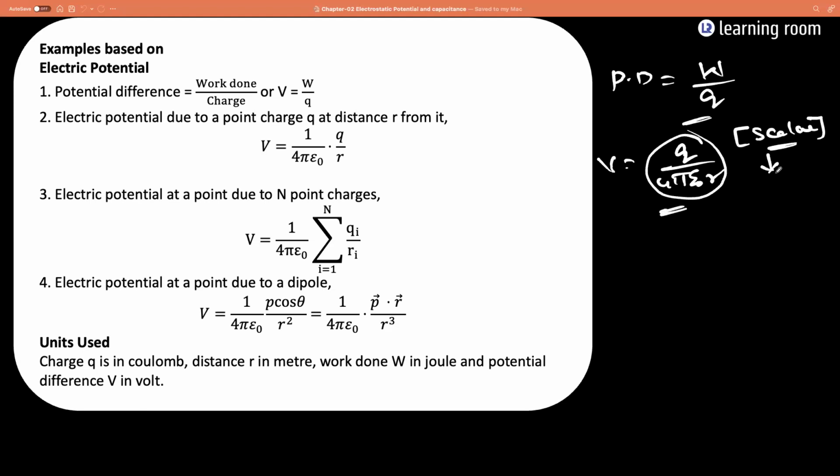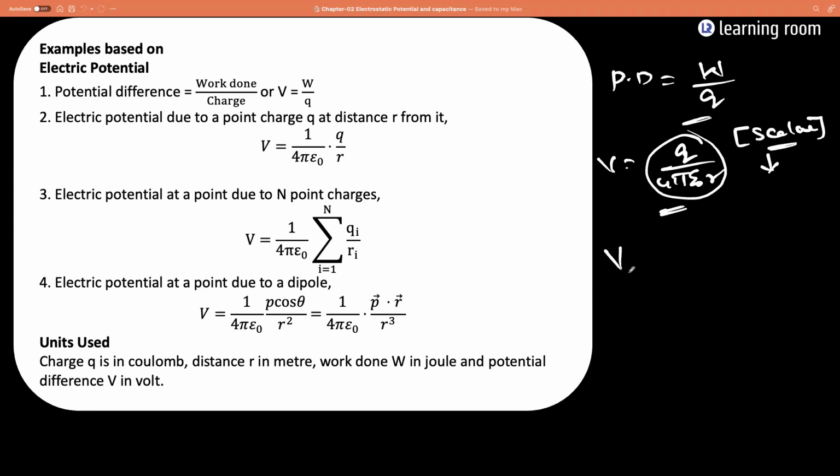And remember that the electrostatic potential is a scalar quantity. Suppose you have n point charges present in a system, then what is going to be the electrostatic potential due to all the charges put together? It will be the sum of the potential due to individual charges, right?